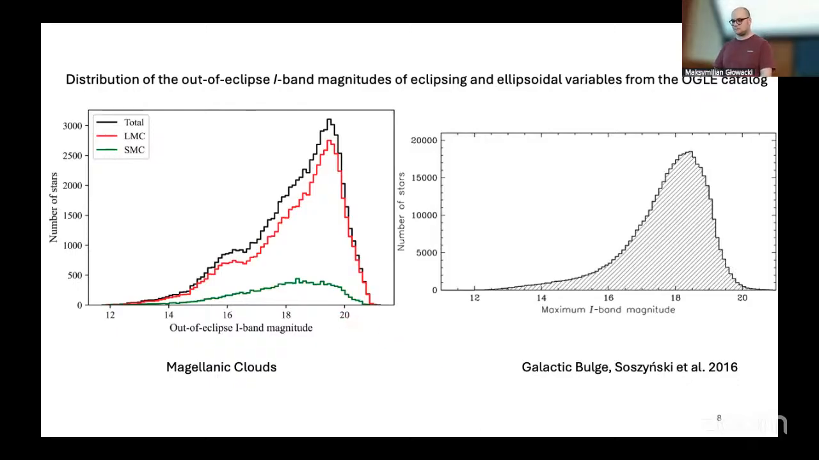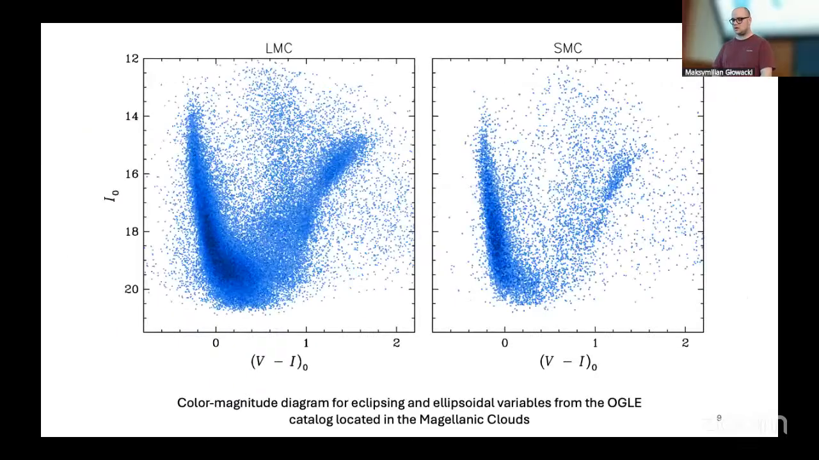This is most probably due to the presence of luminous stars from the tip of the red giant branch. If we present our objects from the LMC and SMC on the color magnitude diagram, we see that these stars correspond to the stars of the tip of the red giant branch, and these are the luminous objects that in Magellanic Clouds cause this local maximum on the distribution of magnitudes.